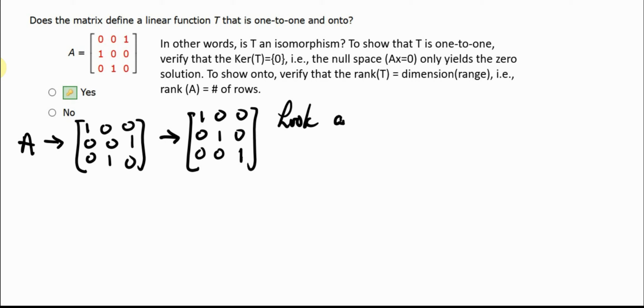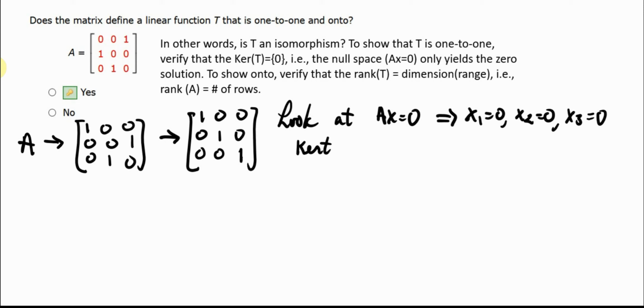So, but just working it out, look at AX equal to 0, and we just set this system here equal to 0. So that implies that x sub 1 is equal to 0, x sub 2 is 0, x sub 3 is 0. So we get the kernel of T is equal to (0, 0, 0). So here that shows that it's one to one.